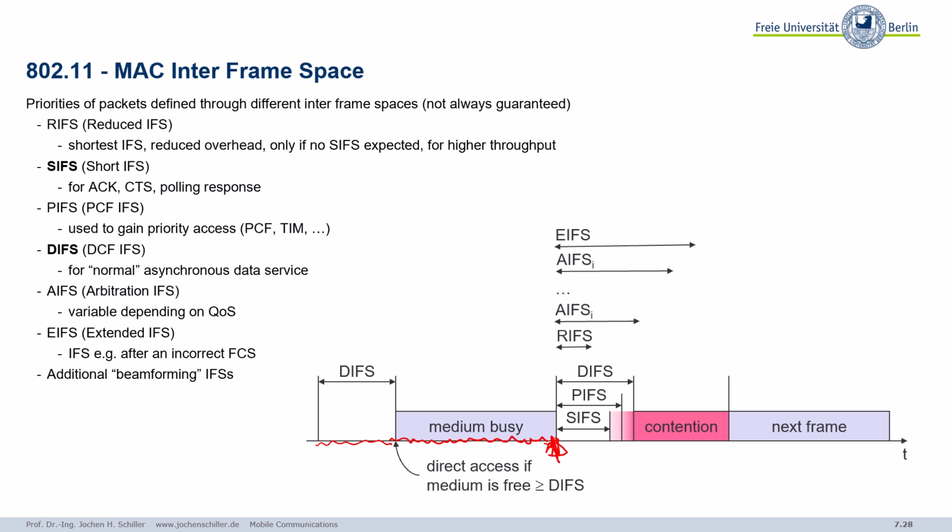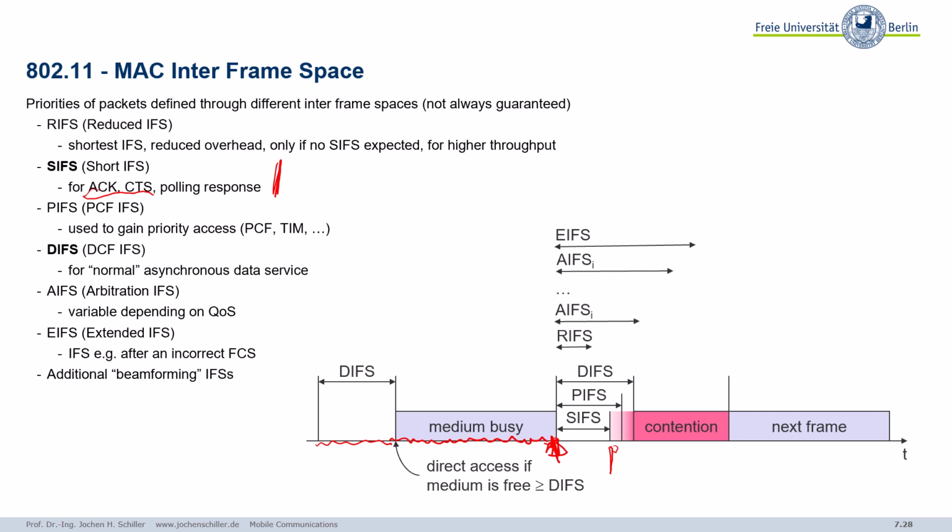So if you have high priority data, for example, you have to wait only for SIFS, the short interframe space. This short interframe space is used for acknowledgements, clear to send, some polling response, etc. So acknowledgements, as we will learn, quite important, will be sent after short interframe space. The classical access happens after a DIFS, the DCF IFS.